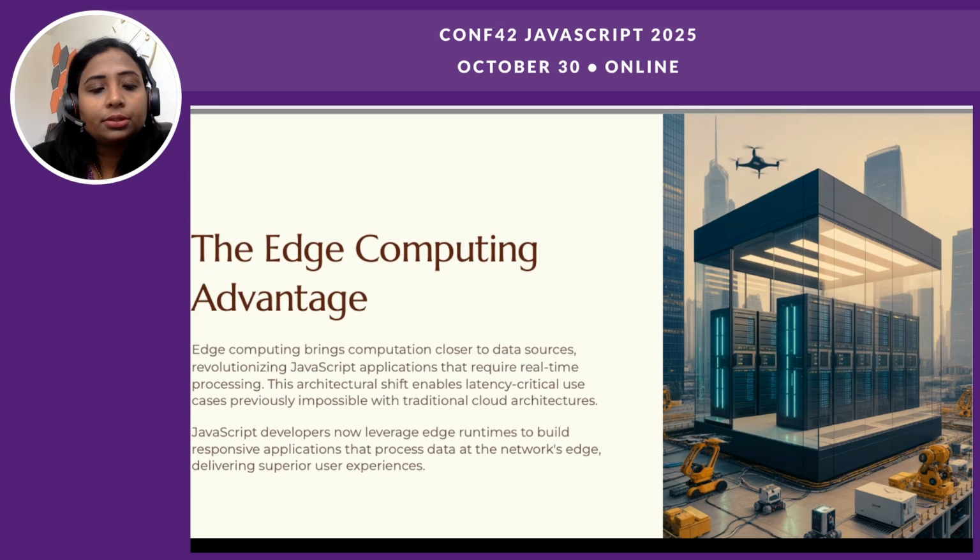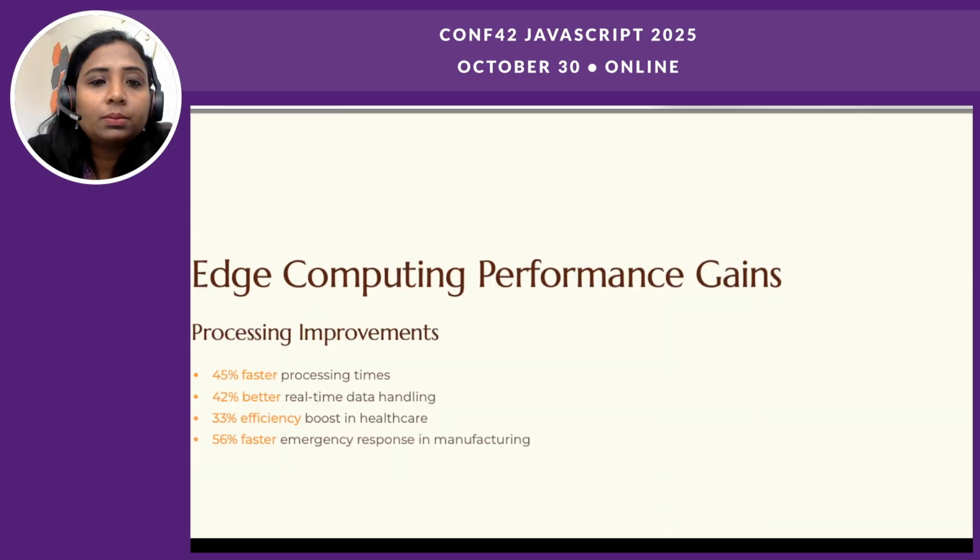We talked about edge computing. Let's move on to the next. Here are some edge computing performance gains that have been observed through the years. With these process improvements, we see 45% faster processing times, 42% better real-time data handling, and, as we talked about earlier, a 33% efficiency boost in healthcare. Obviously, with the right data available so fast, it's quick to take decisions and improve the efficiency of the healthcare provided. We have also seen 56% faster emergency response in manufacturing, where there is huge dependency between different departments, and data being available in real time between these departments has shown a significant increase in efficiency.